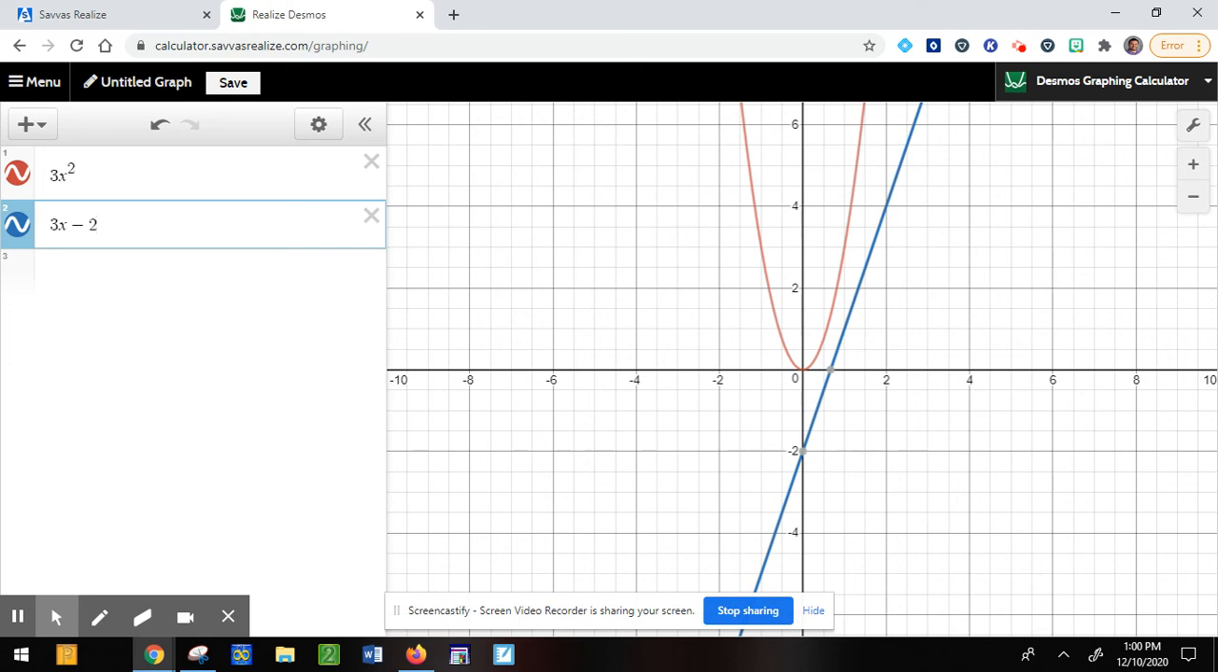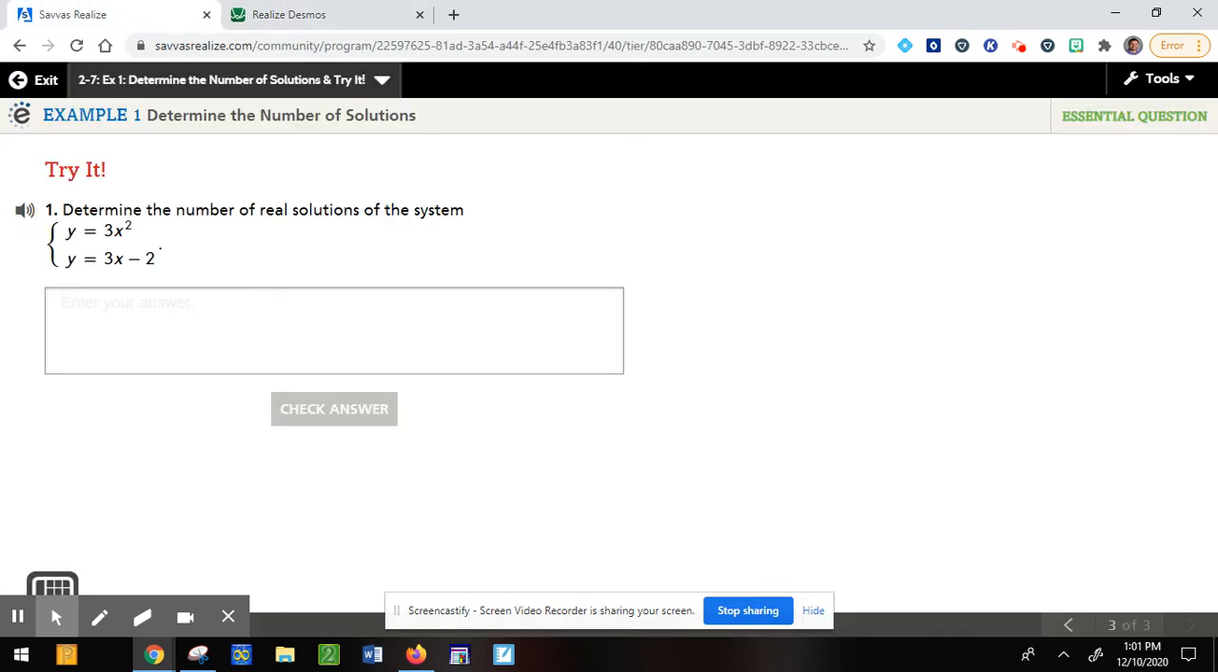Clearly, that line is not crossing the parabola, and it never will. So as you move out to the right, the gap's going to get wider. And the same with the left, actually. So this system has no solution. Okay, let's look at example 2.